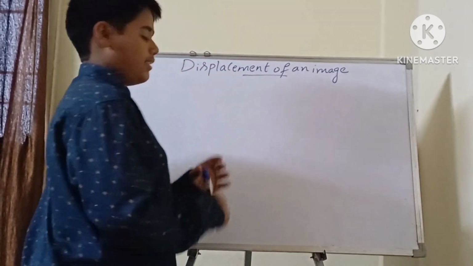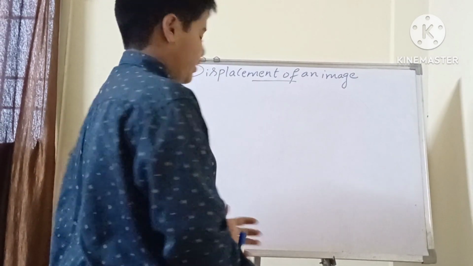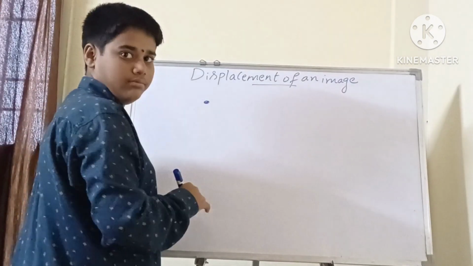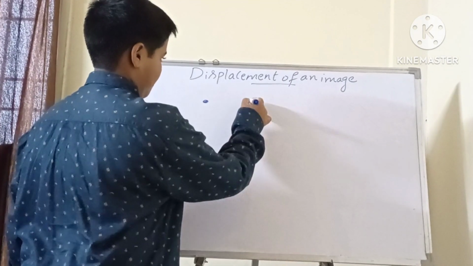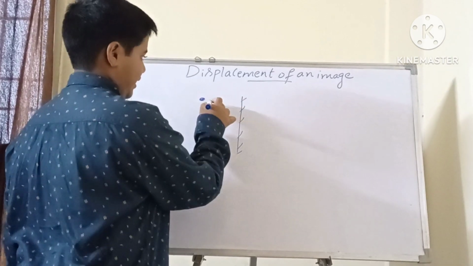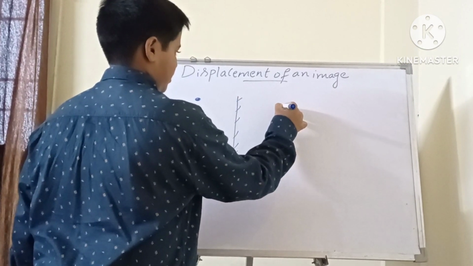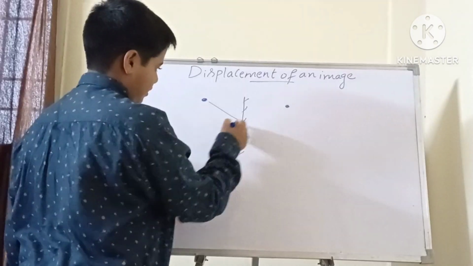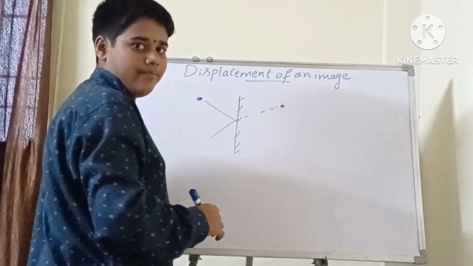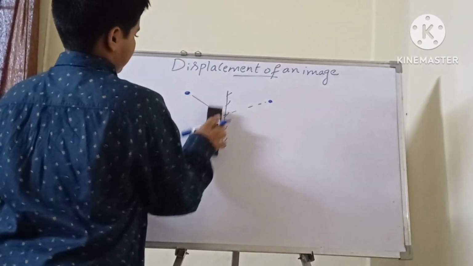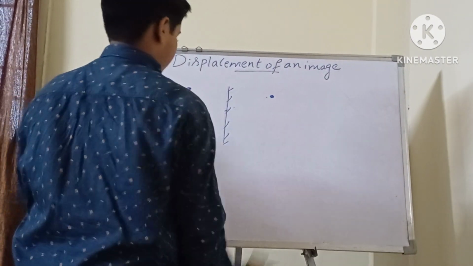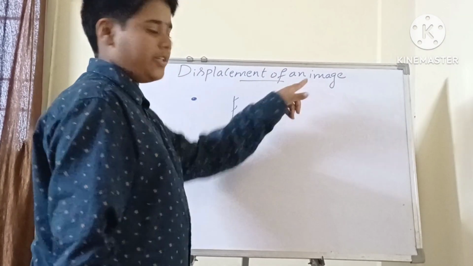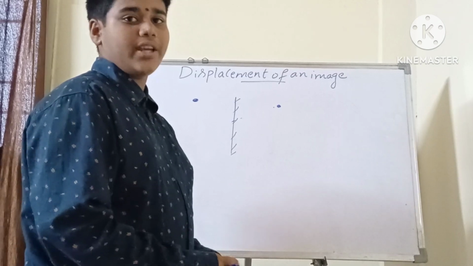And today's topic, displacement of an image. Here I am taking this as an object and this as a plane mirror, and the image is formed behind the mirror. When an incident ray falls on this, the image will come like this. So this is the image. Here in displacement of an image, we have to learn two cases.